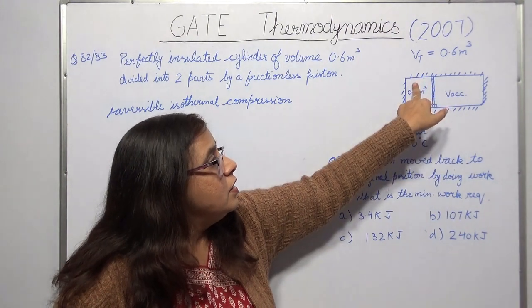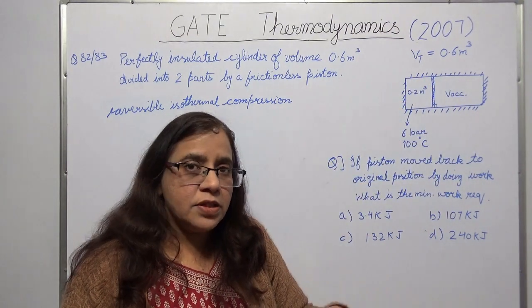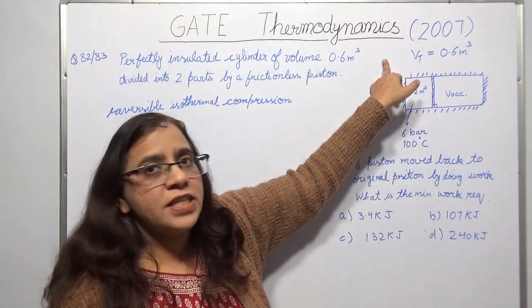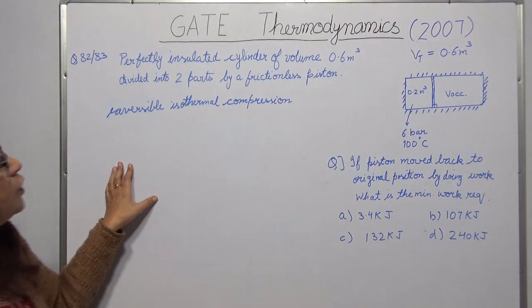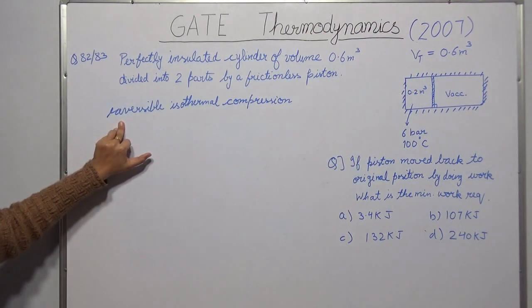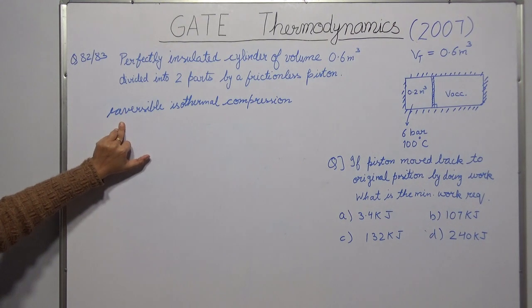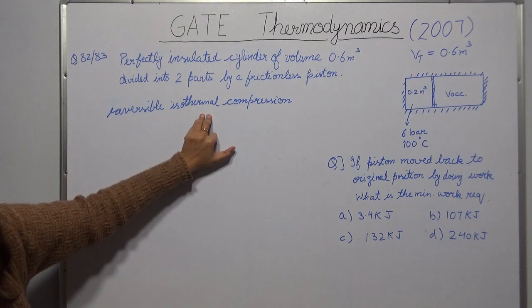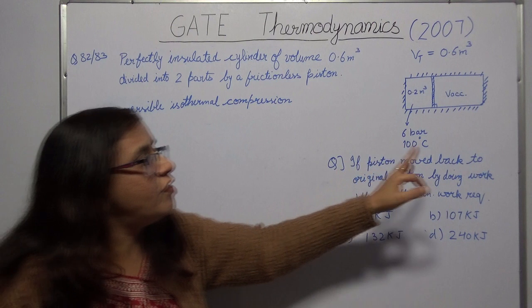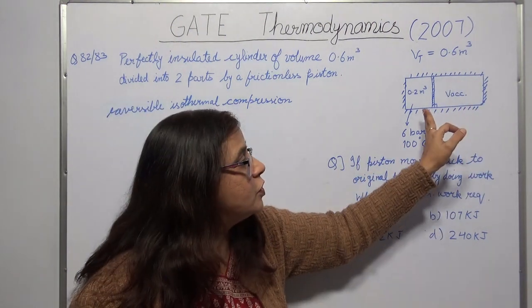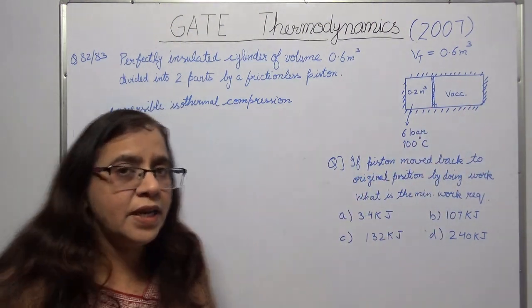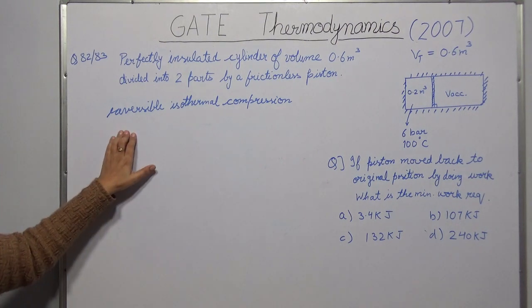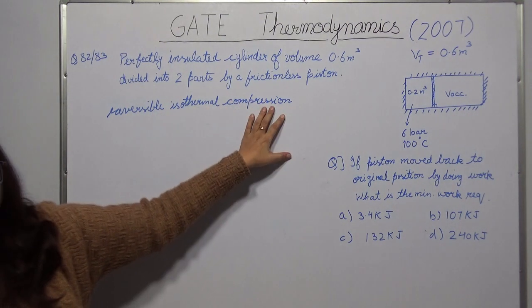There is no heat which is supplied to the system, it can only reject heat. So let's assume that we are doing this compression through a reversible isothermal process. Because initially you have 100 degrees of temperature and the final temperature also you want to maintain at 100. So we will assume that we do it through a reversible isothermal compression.